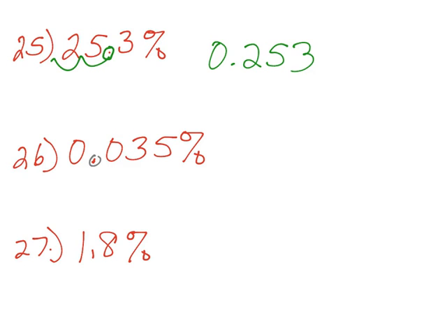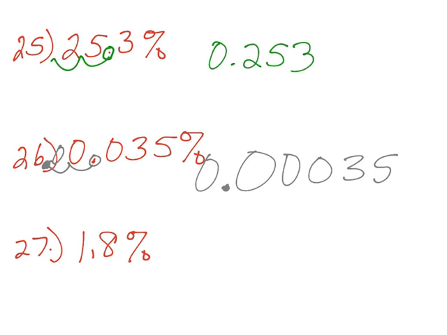0.035%, locate the decimal 2 places to the left. You'll notice that I have a decimal point and then a blank spot. That blank spot is filled in by a 0. So I have 0.00035 as a decimal. And the last one, 1.8%. Locate the decimal. Move it 2 places. Again, we have a blank spot, so we fill it in with a 0, and we have 0.018. And that is playing with equivalent forms of numbers.